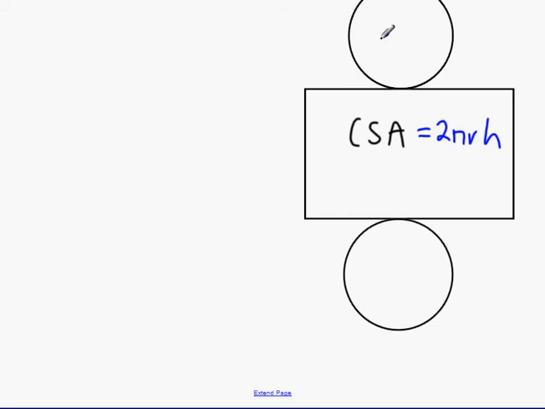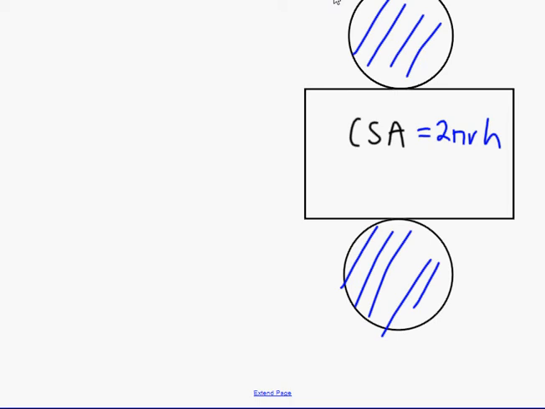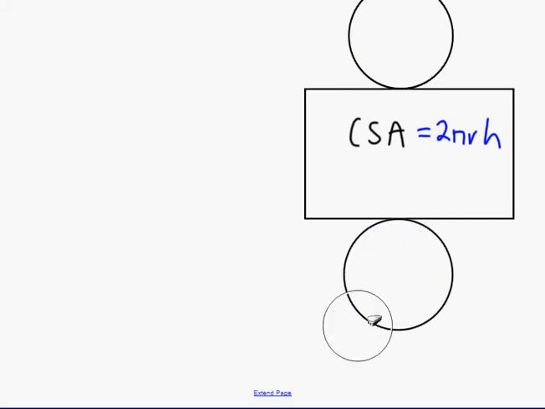Now that's only the curved surface area. To get the total surface area, you also have to add on the 2 circles. And how much is each circle worth? What's the formula for each circle? Pi r squared. It's a circle.